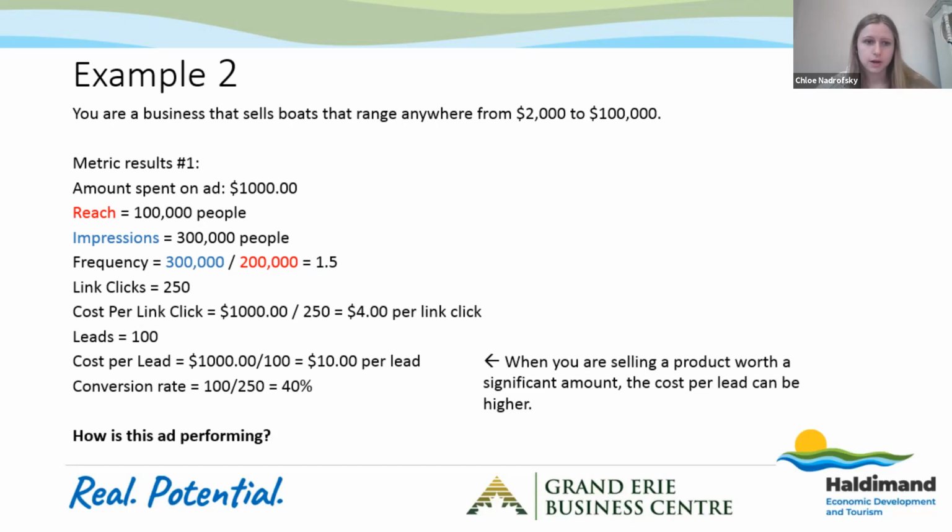The link clicks are 250. So cost per link click is $4 per click. Your leads are 100, and your cost per lead is then $1,000 spent on the ad divided by the 100 leads that you got. So it's $10 per lead.